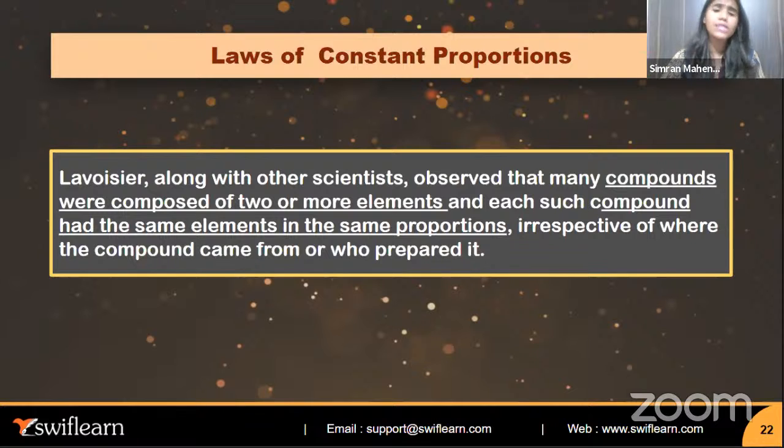Now, Lavoisier and other scientists observed that many compounds were composed of two or more elements, and such compounds had the same elements in the same proportion, irrespective of where they were found or how they were prepared. It was seen that compounds were always made of two or more elements in the same proportion.